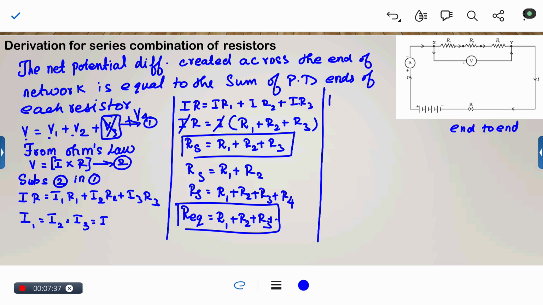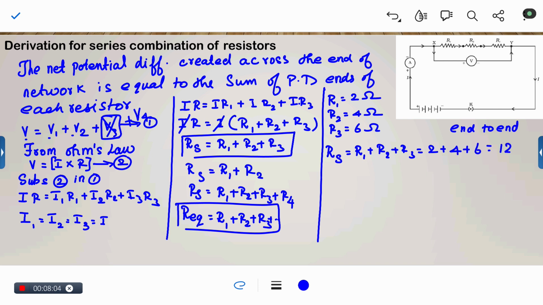Let's take the value of R1 as 2 ohm, the value of R2 as 4 ohm, and the value of R3 as 6 ohm. We'll try to calculate the net resistance or equivalent resistance. So what is the formula? Rs is equal to R1 plus R2 plus R3, which is 2 plus 4 plus 6. If you add all these three numbers, you'll get 12 ohm.